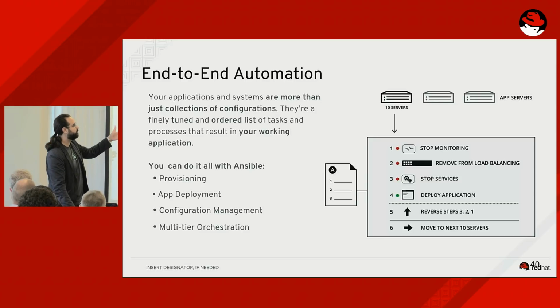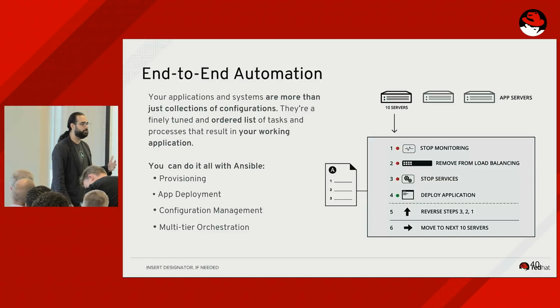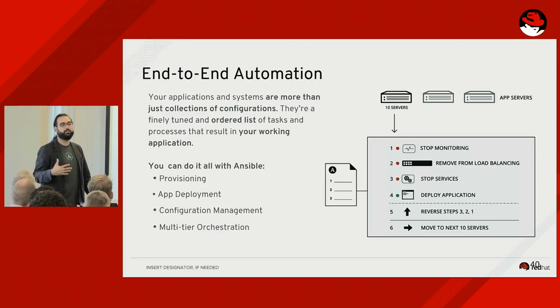So all the steps that we see here, which are, I need to stop the monitoring, I need to remove from load balancing, I need to stop the services, I need to deploy my application, and do that in reverse order to have my application back. The different teams can publish and provide the automation. So as an application owner, I can go and do that myself. Or even better, I can integrate that in my application spec, and I just deploy my application again.